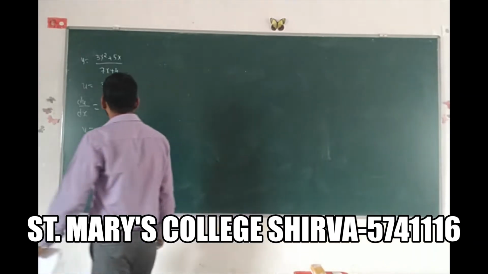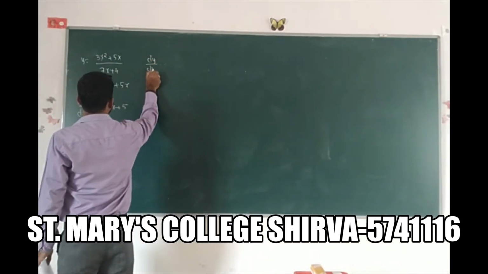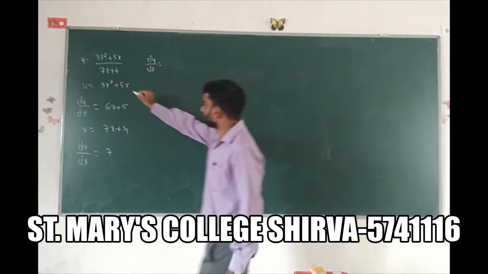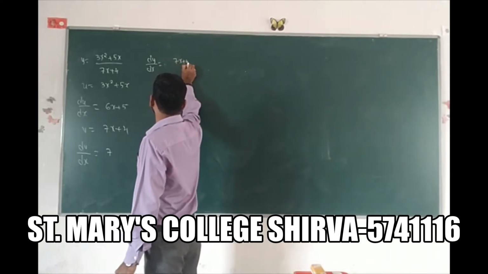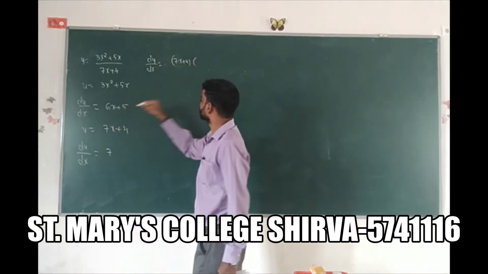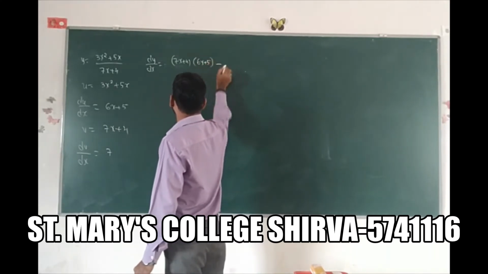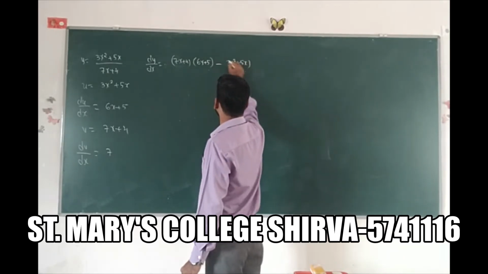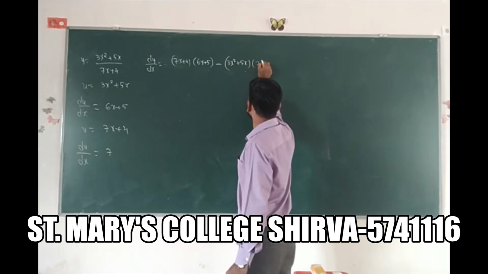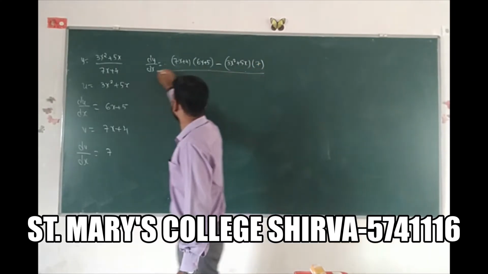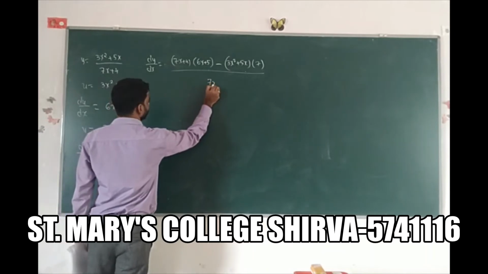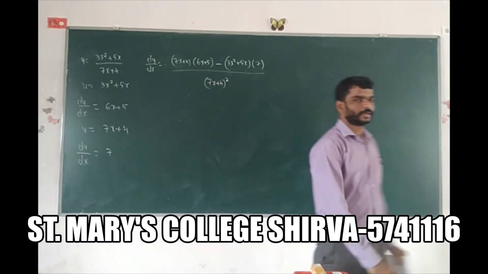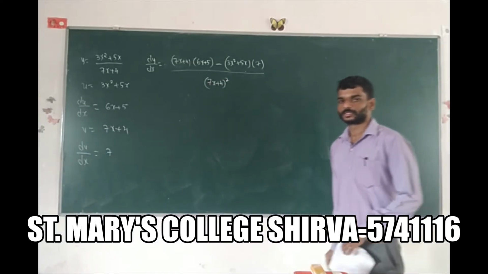Okay, now apply the values. dy by dx equal to v into du by dx minus u into dv by dx, divided by v square. What is the value of v? v is 7x plus 4, into du by dx, 6x plus 5, minus u, which is 3x square plus 5x, into dv by dx, divided by v square, where v is 7x plus 4 whole square.